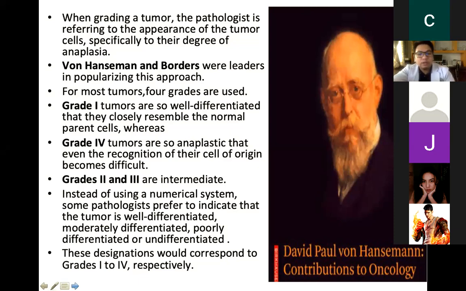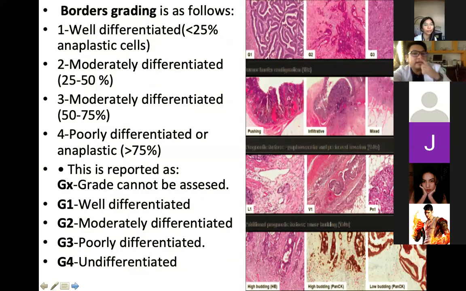Instead of using a numerical system, some pathologists prefer to indicate the tumor is well differentiated, moderately, poorly differentiated, or undifferentiated. So this is 1 to 4 respectively. Okay, so how do you grade the tumors class? So here, from grade GX, G1, 2, 3, and 4. GX class, usually class, merong symptoms, pero you cannot grade the cells, cannot be assessed. Then G1 well differentiated, G2, G3, and 4.